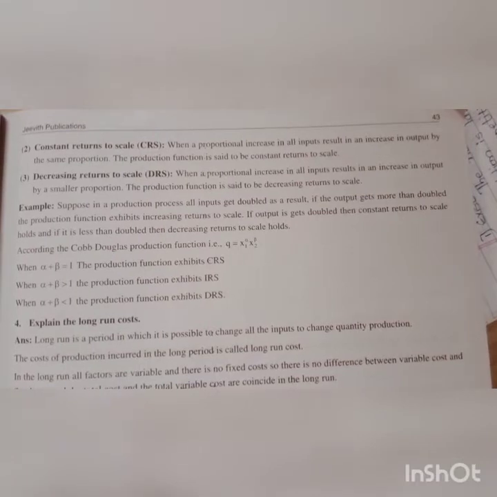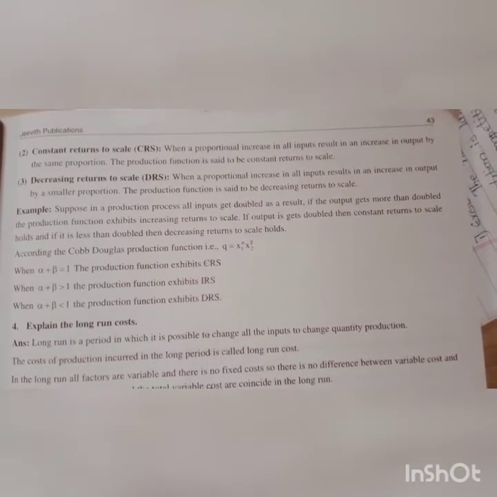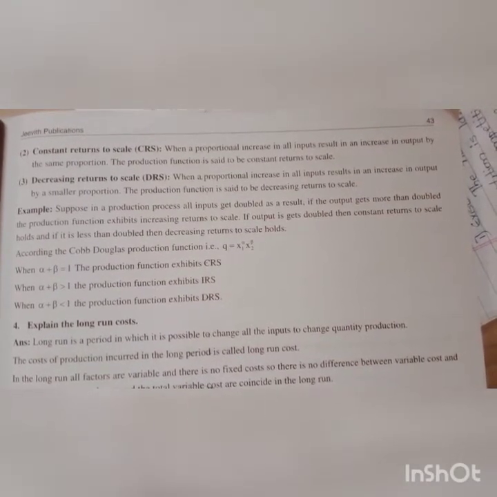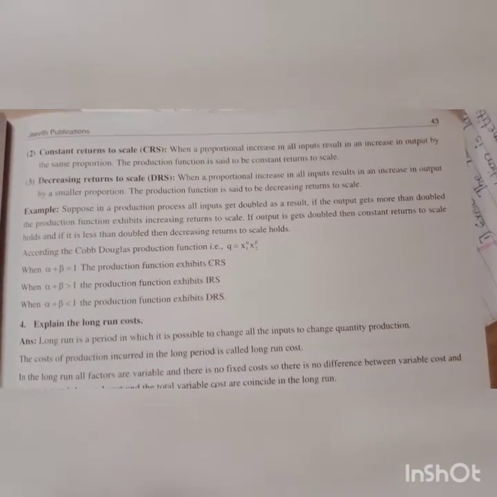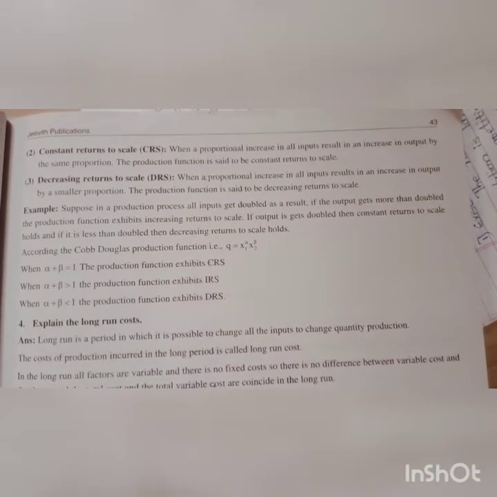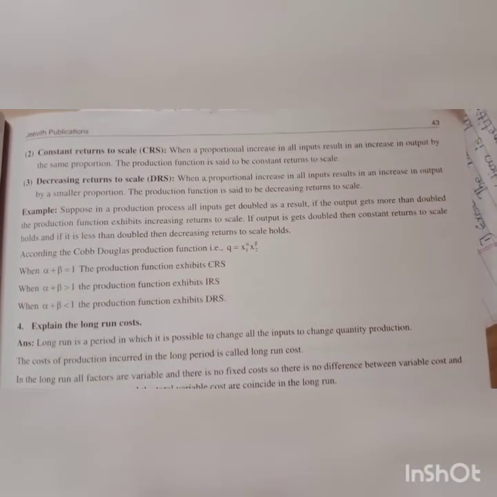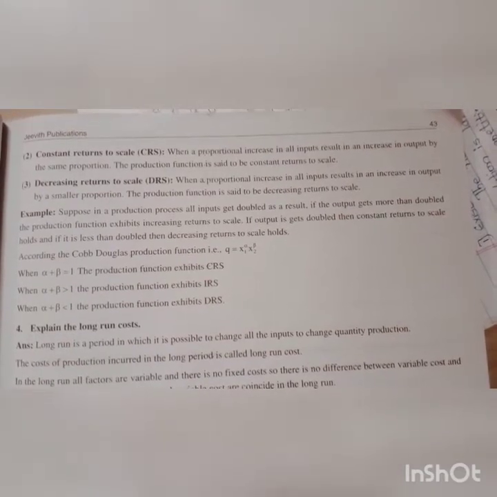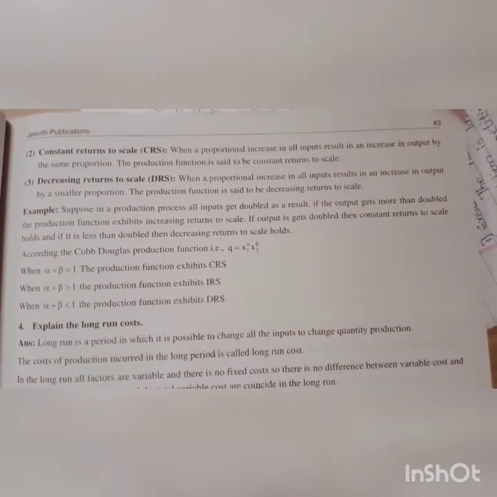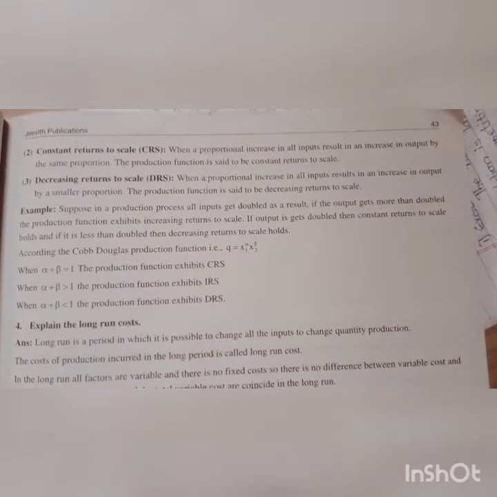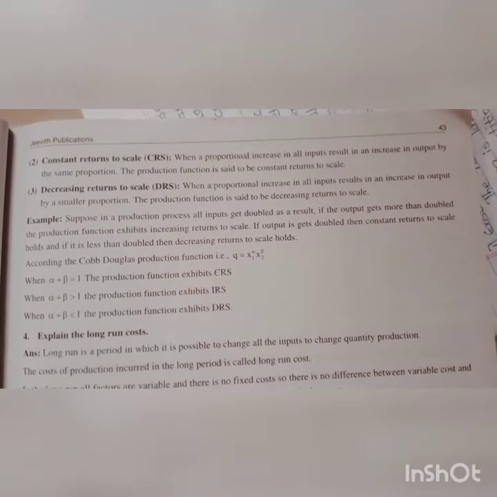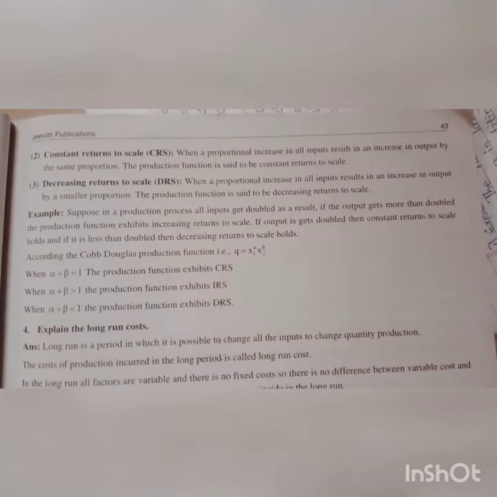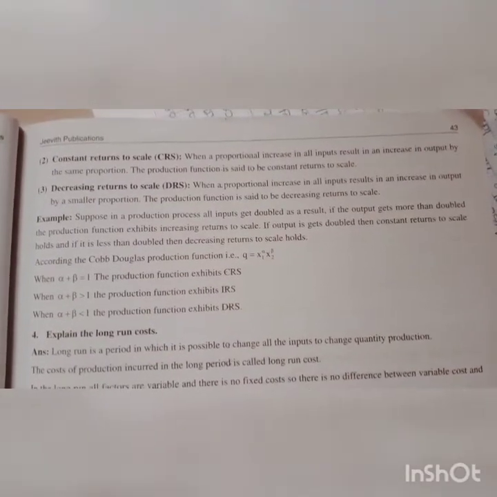According to the Cobb-Douglas production function, Q is equal to A x^alpha into y^beta. When alpha plus beta is equal to 1, the production function exhibits constant returns to scale. When alpha plus beta is greater than 1, the production function exhibits IRS, that is increasing returns to scale. When alpha plus beta is less than 1, the production function exhibits DRS, that is decreasing returns to scale.